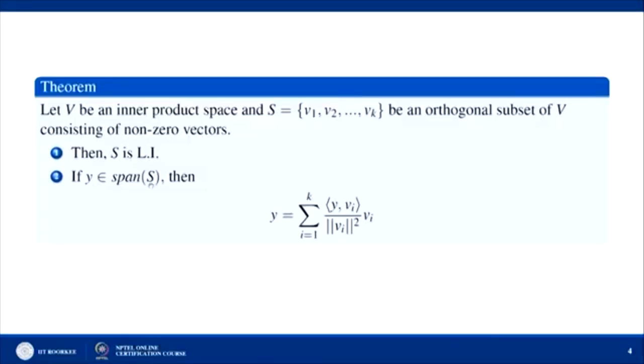The second part of the theorem is: if y belongs to the span of S, where span means some linear combination of these vectors of S, then y can be expressed as this sum. It is also easy to show. Now, this y belongs to the span of S, where S is v1, v2 up to vk.